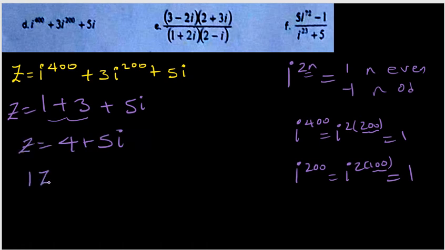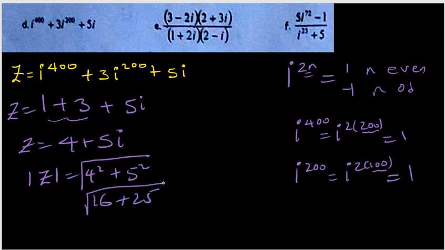And then the modulus will be 4 square plus 5 square in the square root. That is 16 plus 25. When you add it, it will be 41 in the radical. That is the modulus, and this is going to be the simplest form. Next one. The next question.